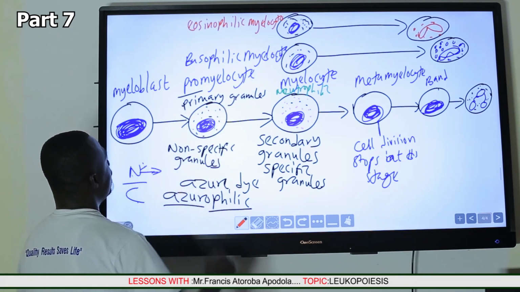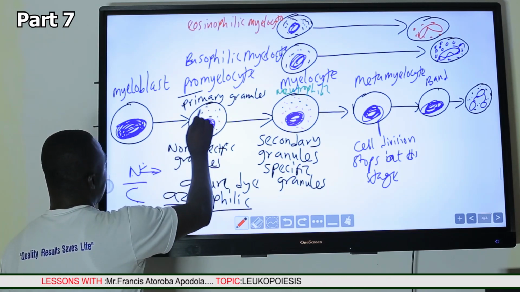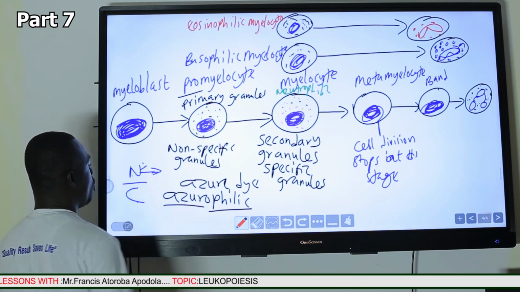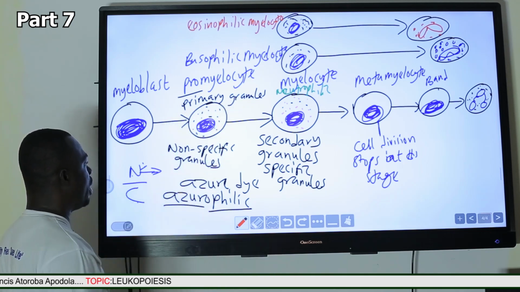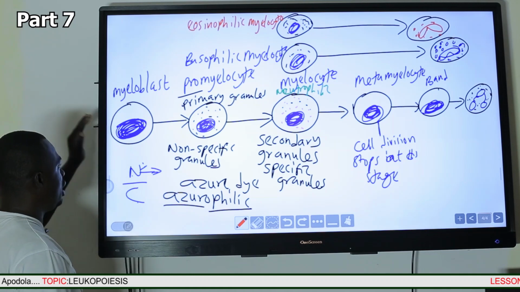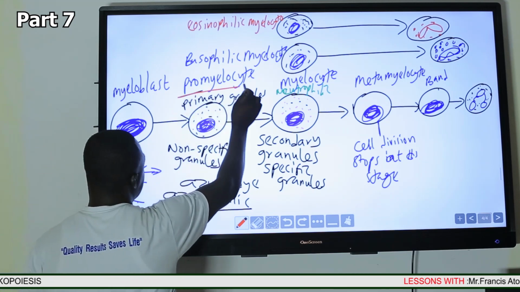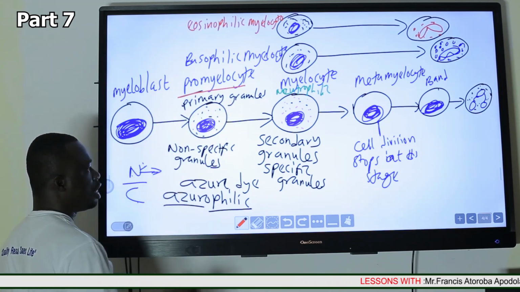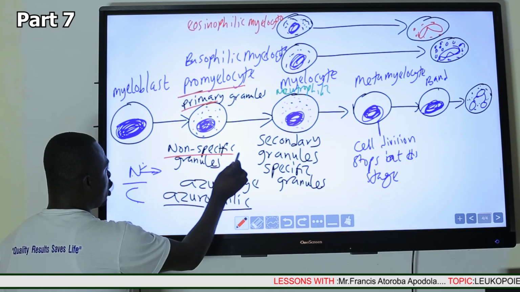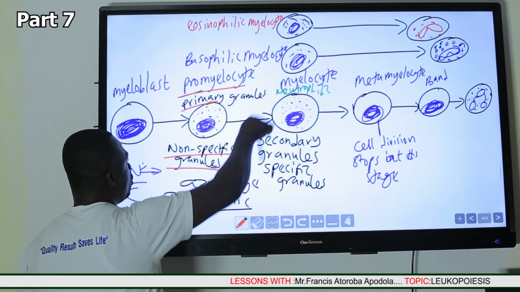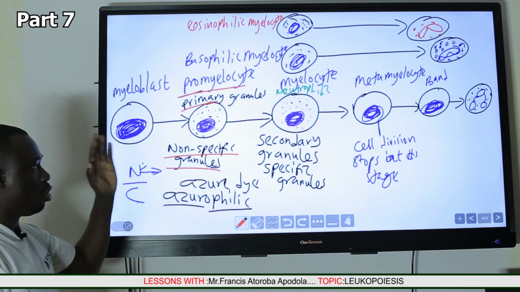And the promyelocyte is actually a stage that is characterized by granules. So the granules begin to appear in the cytoplasm of the promyelocyte, and because this is the first granules to appear, it is called the primary granules. In the myeloblast stage, we do not see any granules, so there are no noticeable granules, and in the promyelocyte stage we are seeing granules. And because this is the first time we are seeing granules, anything first is called primary, so we call them primary granules. And these granules are actually non-specific granules because they cannot help us to differentiate whether the promyelocyte is going towards the neutrophil lineage, the basophil or eosinophil lineage.